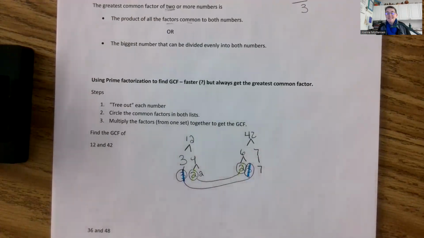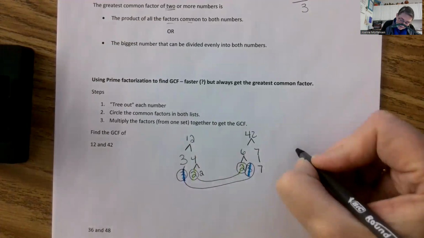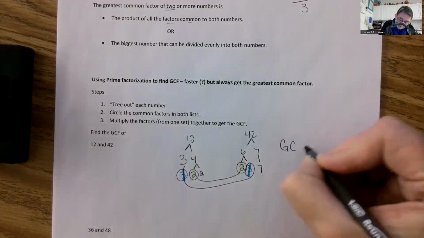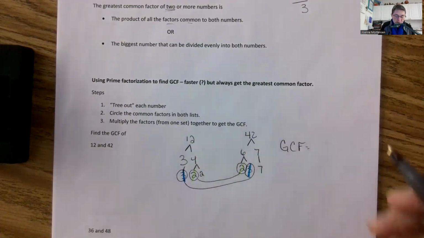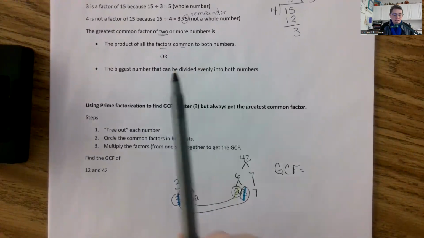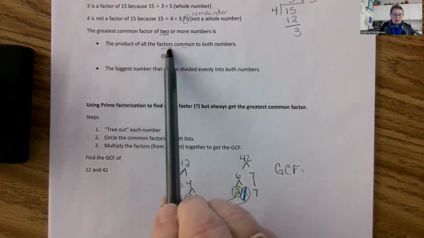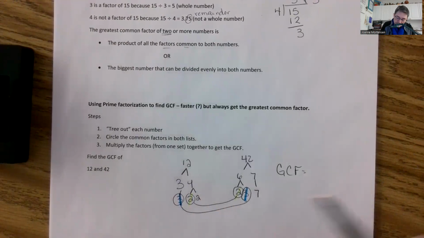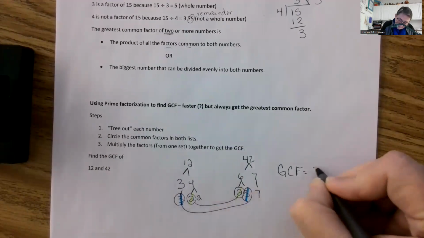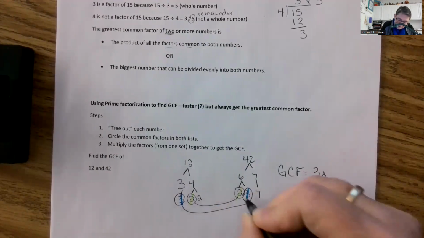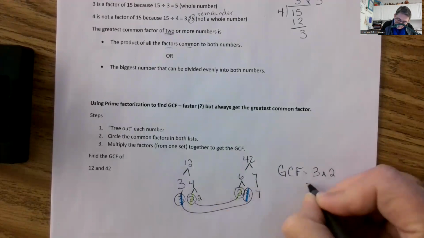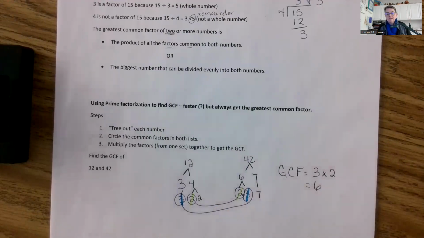It starts to look really nasty and messy. So the greatest common factor, remember the definition, is the product of all the factors common to both numbers. So there's a 3 and there's a 2, and that's 6. The greatest common factor is 6. So 6 is the biggest number that will divide into both of them.